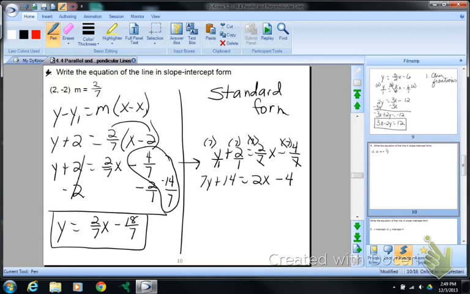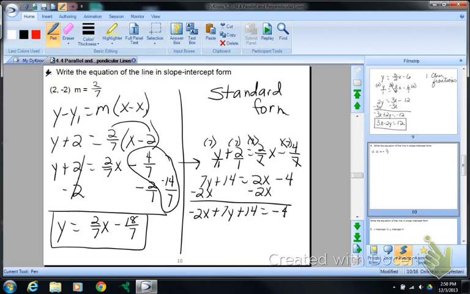Okay, did y'all follow what I did? Okay, now I need to move the 2x. So how do I move that? Subtract 2x on both sides. And I need to put it first in front of the y. So that's negative 2x plus 7y plus 14 is equal to negative 4.